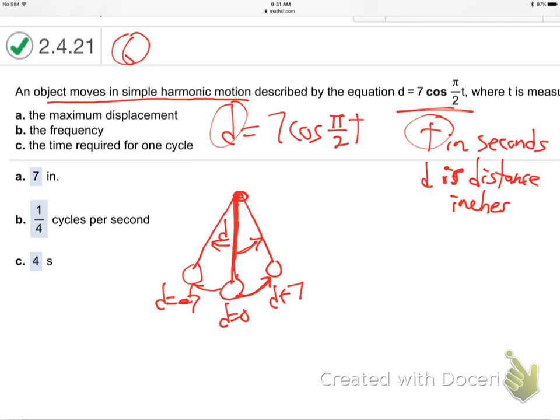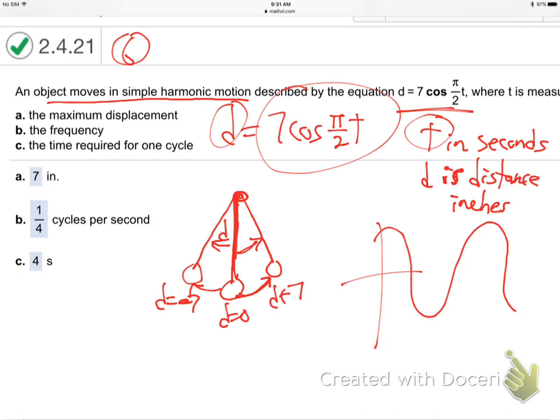So what's going to represent that? Sine function, cosine function. What does cosine do? Cosine goes up and down, right? Maximum, right? This is an amplitude. You guys know how to graph these now, right? It's a cosine function with amplitude 7. Starts at 7, goes down to negative 7.